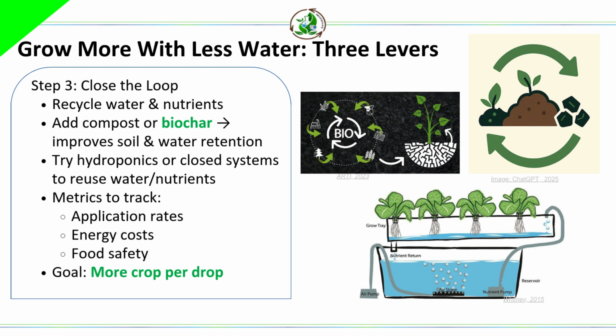Some key metrics to track include application rates to see how much water and nutrients are used, energy costs, since pumping and moving water takes power, food safety to ensure recycled water or nutrients don't harm crops. The goal is simple: get more crop per drop of water. Closing the loop helps farmers save water, reduce waste, and grow more sustainably.